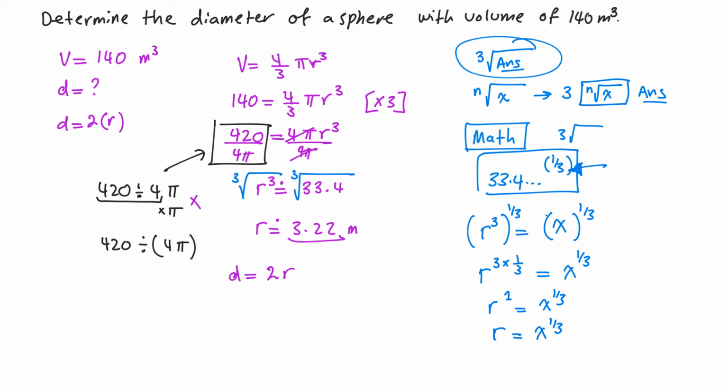And I'm going to use my answer from the last question, which was 3.22. With more significant figures, it was 3.22117. Multiply it by 2, and I should get approximately 6.44 given in 3 significant figures. And the unit for this is meters. And I'm going to put my answer in a nice box.